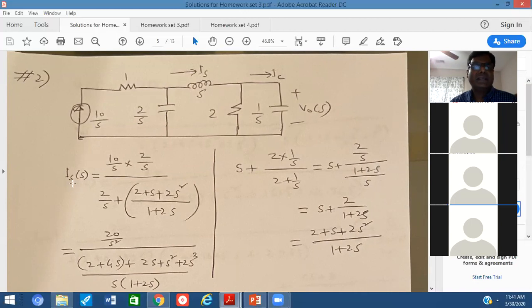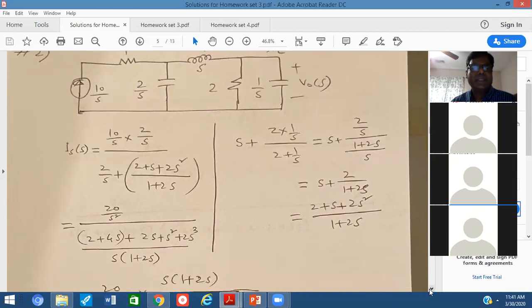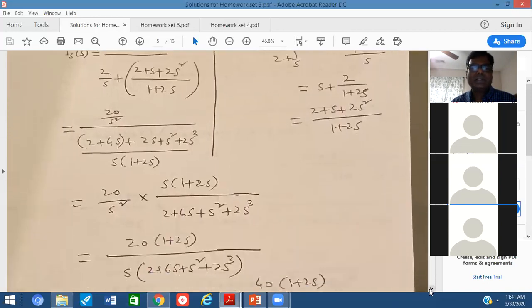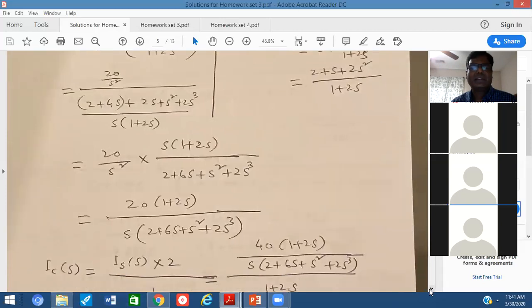So therefore Is is the 10 over S total current multiplied by this impedance 2 over S, and the denominator is 2 over S plus the right side that I calculated. This means the whole combination of these parallel and series combinations. This one, and that gave me, just look at the calculation. Okay, so that gave me this one, 20 into 1 plus 2s over this one.